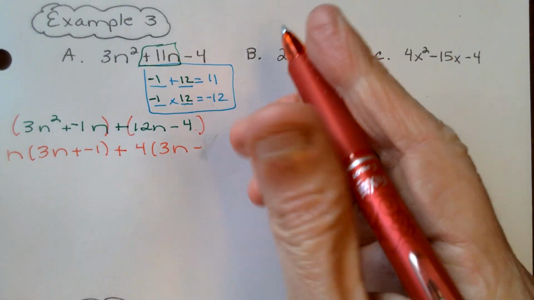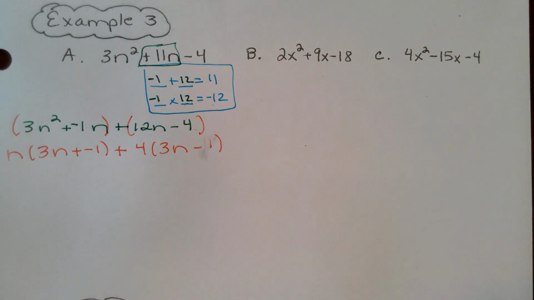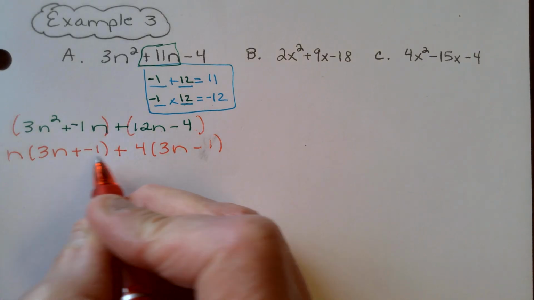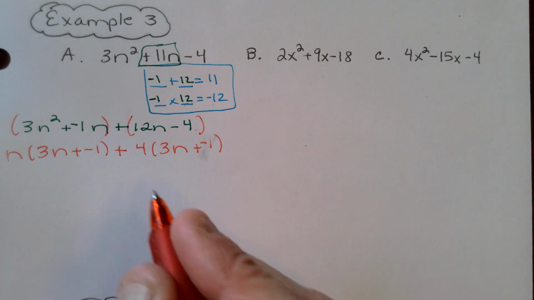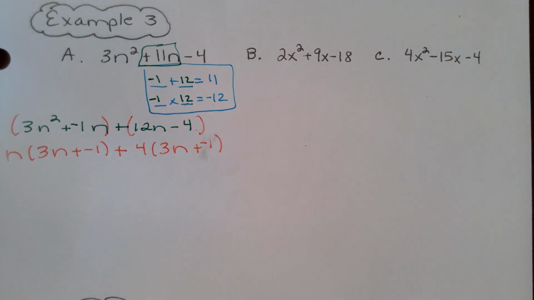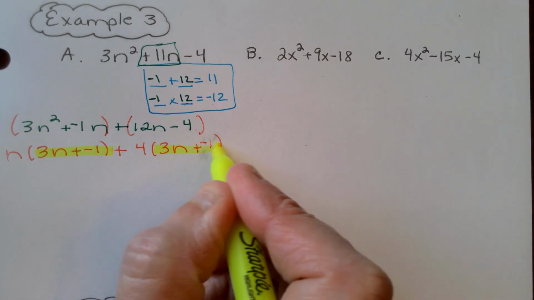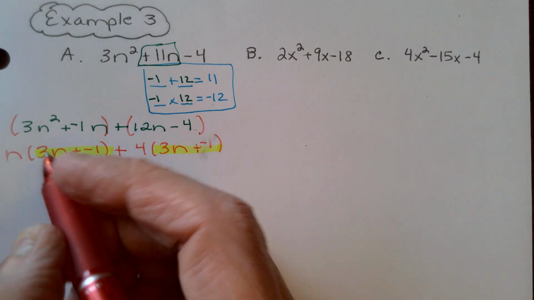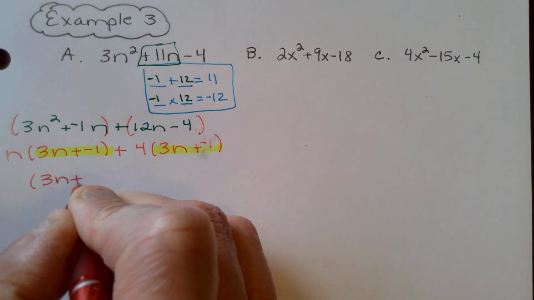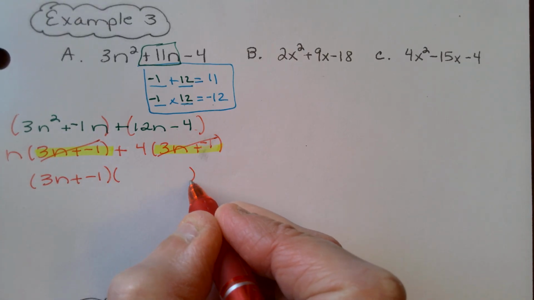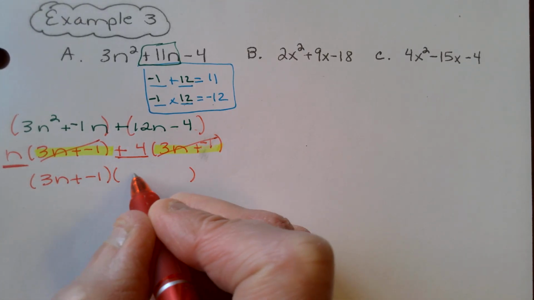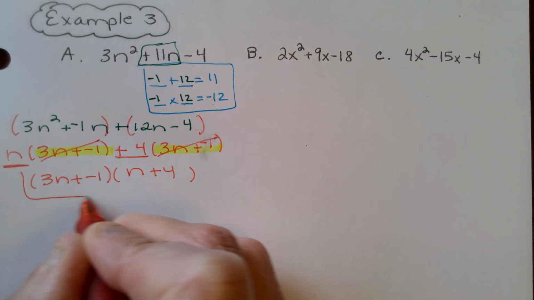And you guys might go, wait a minute, those aren't the same. Oh, yes, they are, right? That's the same as that. Keep, change, flip. So now I see that those two are the same. And so I take that out front. So 3n plus a negative 1, and then I take that out, and I see what's left for my other parenthesis, n plus 4.